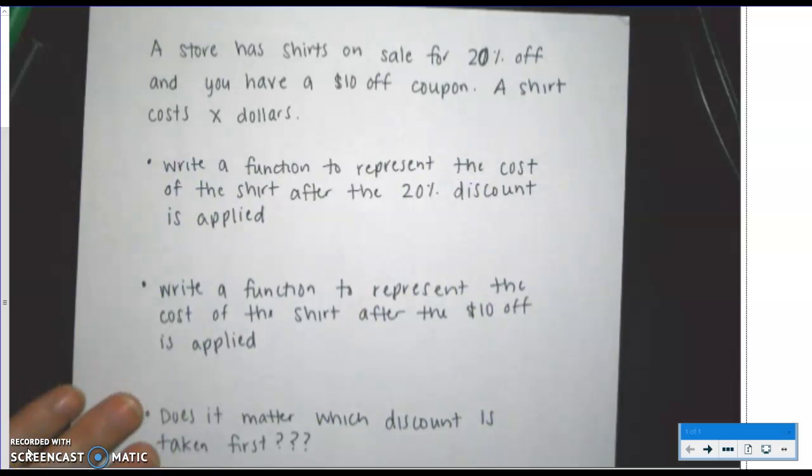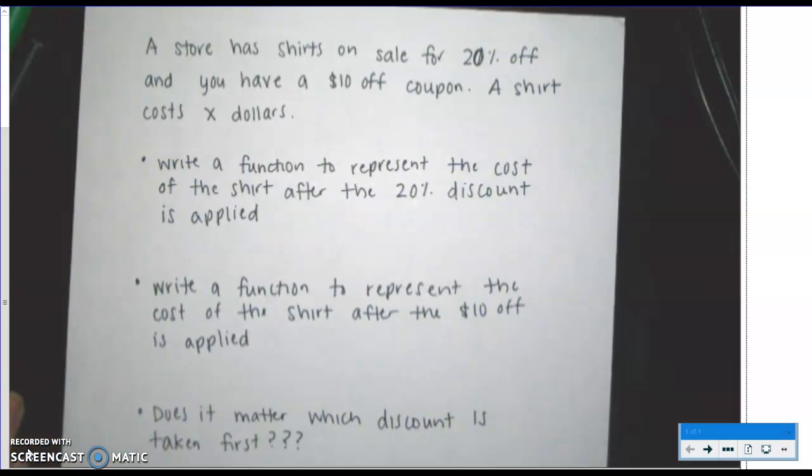Hey guys, in this video we're going to talk about an actual real-life application of a composition of two functions. So in this example, we have a store that has shirts on sale for 20% off, and you have a $10 off coupon. A shirt costs x dollars. So first, let's write a function to represent the cost of the shirt after the 20% discount is applied. With percents, you want to think about what you're taking off versus what you're still going to be paying.